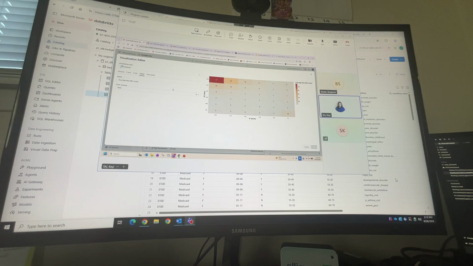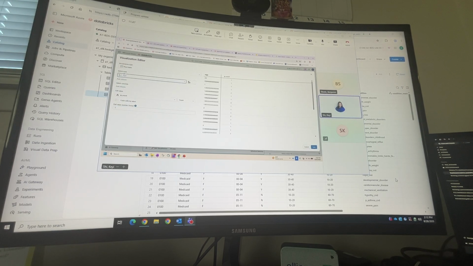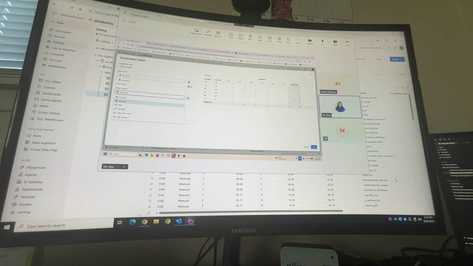Something like this. And this can also be shown using a pivot table, where you have rows and columns. So it's the same thing, but it shows totals as well, and you can add colors.